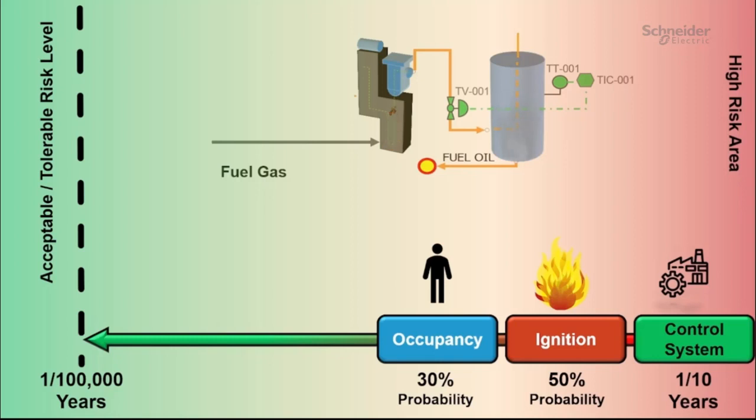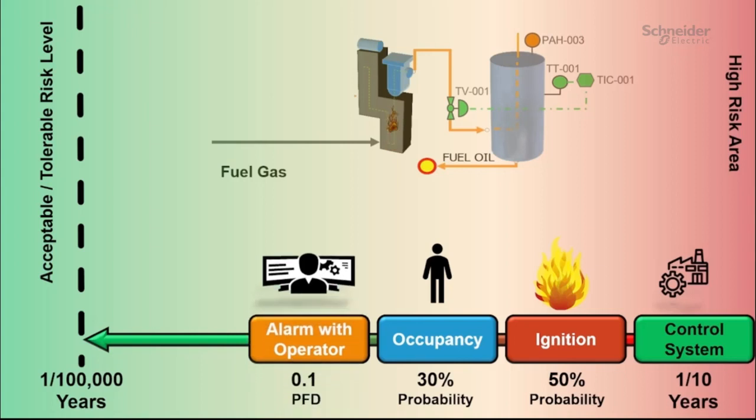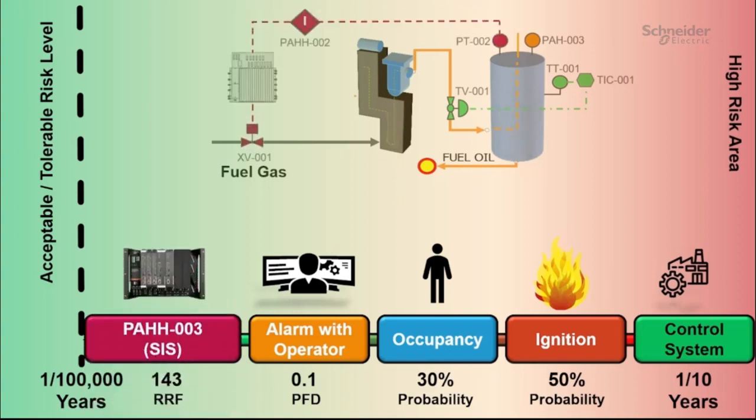And we can do that by implementing independent protection layers. For example, an independent high pressure alarm with certain operator intervention could reduce the risk value. But that could not be enough. We need to implement another independent protection layer: an independent pressure transmitter sends a trip signal to an independent PLC to close an independent shut-off valve that will safely stop this hazardous event.